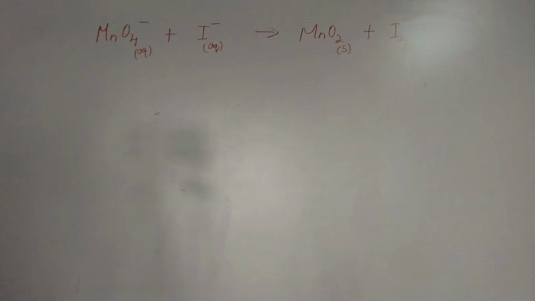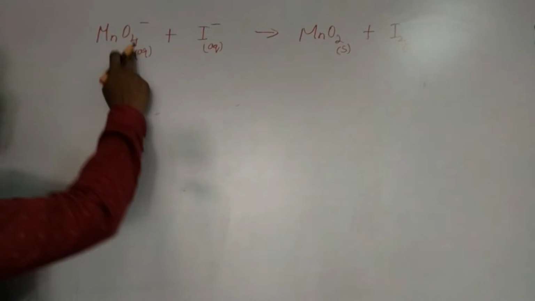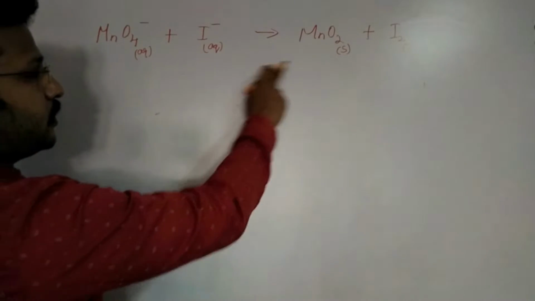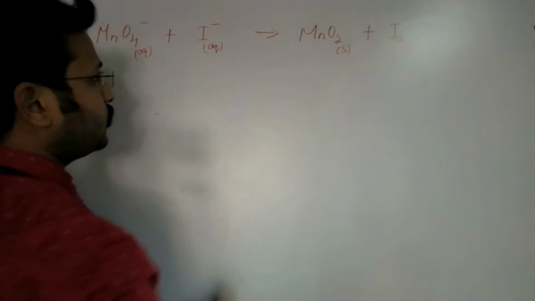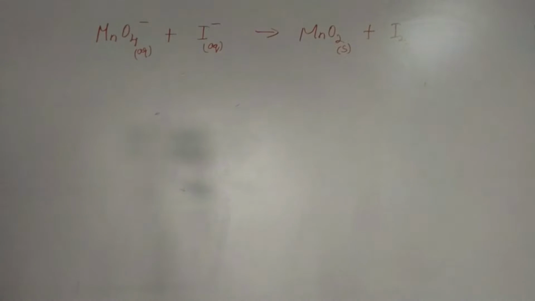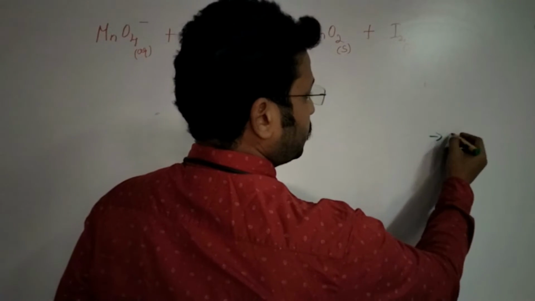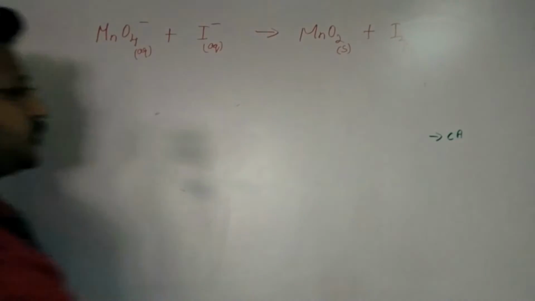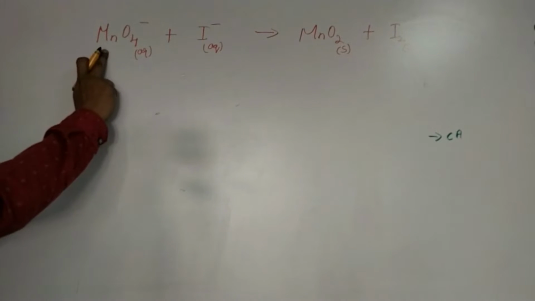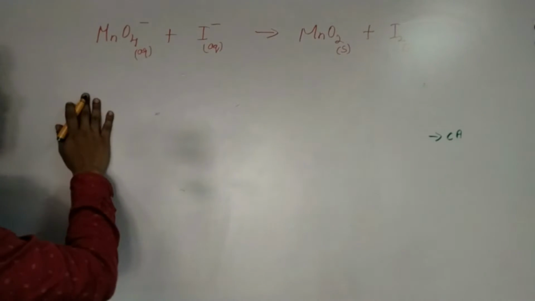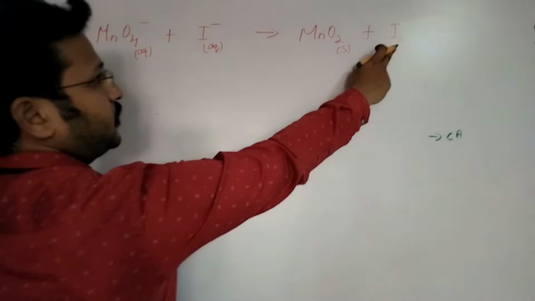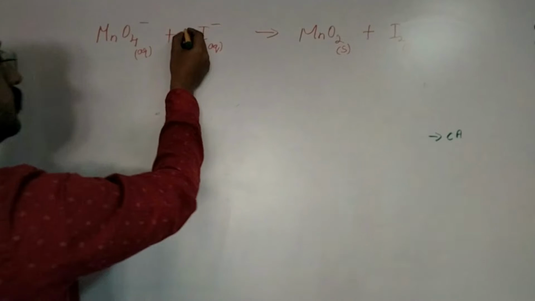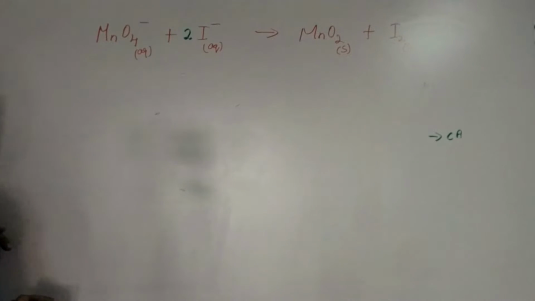So coming to this, here I have written one redox reaction: MnO4 minus in aqueous state and I minus in aqueous state gives MnO2 in solid state and I2 in solid state. The first step in the oxidation number method is to check the stoichiometry of the central atoms. Here I have Mn, so it is balanced. And here I have I minus and here it is 2I, so I have to stoichiometrically balance it by using 2.